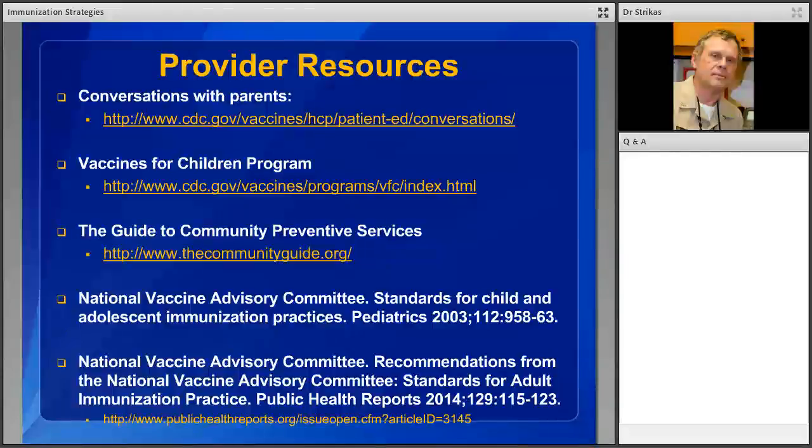The task force has provided detailed reviews of the evidence behind the recommended strategies we have discussed today. As I said earlier, there are standards for pediatric and adult immunization practice promulgated by the National Vaccine Advisory Committee, which advises the Department of Health and Human Services about immunization policy issues. I trust you'll find these resources useful. Thank you for joining us today for this program on immunization strategy.